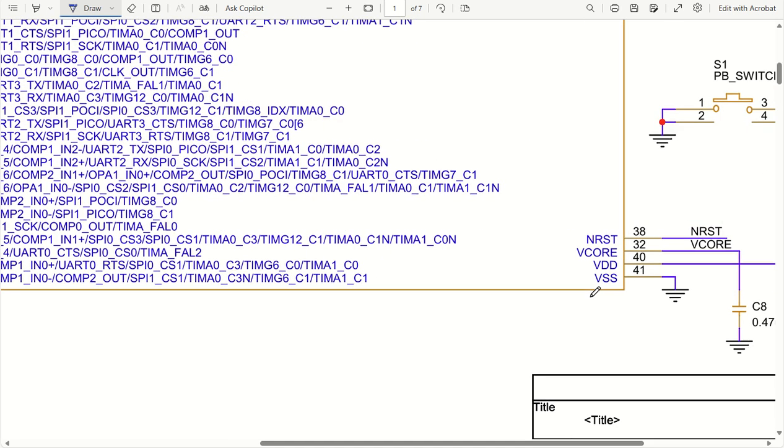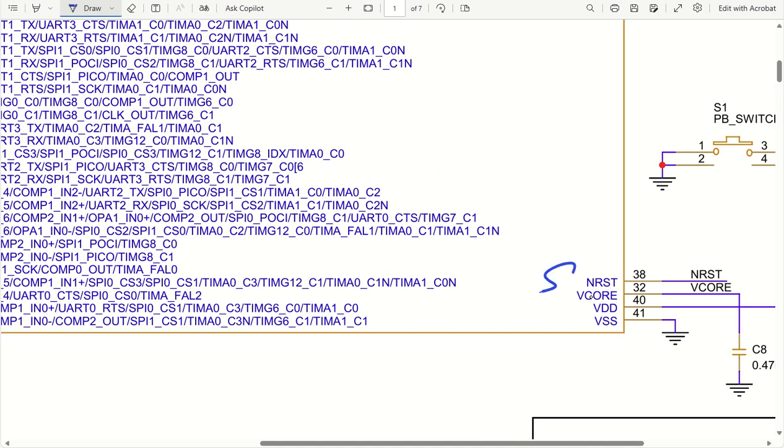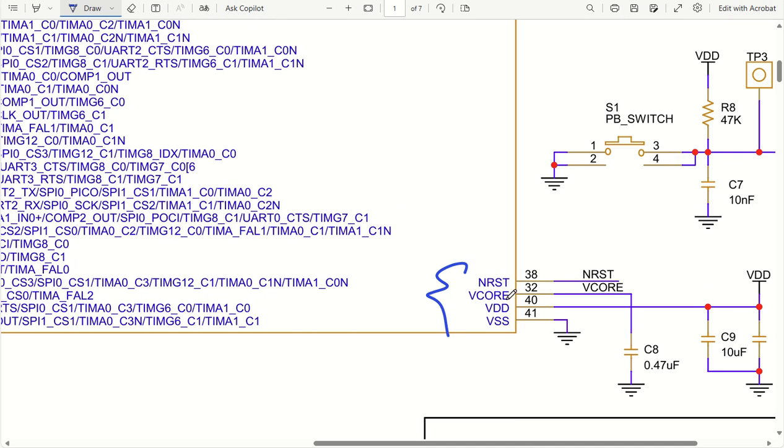Similar to that, we have the power pins. The power pin and reset pin are here. We have the reset NRST pin, then the power pins: internal core power and power supply pin VDD. And this is the ground pin.